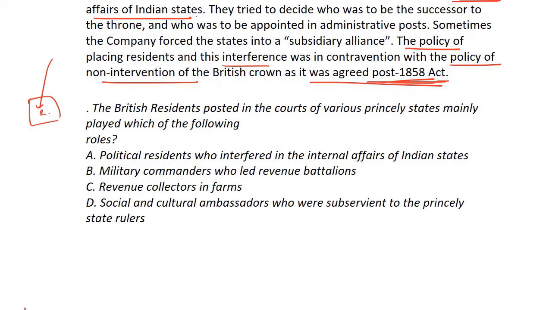So now if we have a question such as this: the British residents posted in the courts of various princely states mainly played which of the following roles? Political residents who interfered in the internal affairs of the Indian states, military commanders who led revenue battalions, revenue collectors in farms, and social and cultural ambassadors who were subservient to the princely state rulers. So obviously the answer is A.